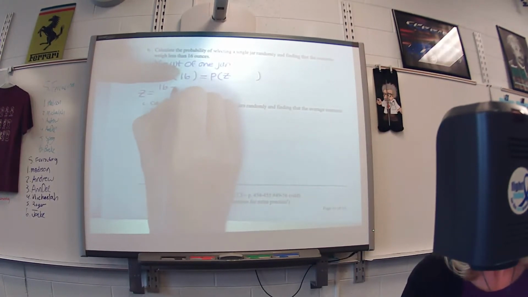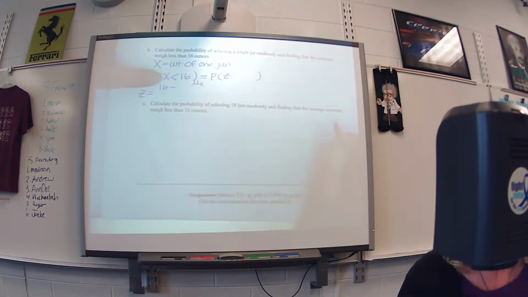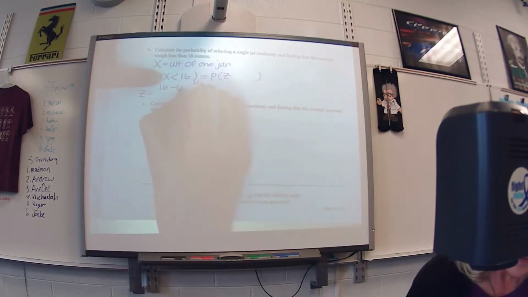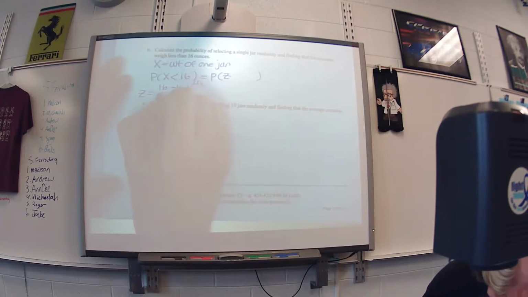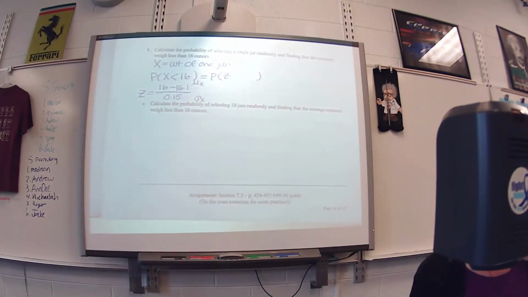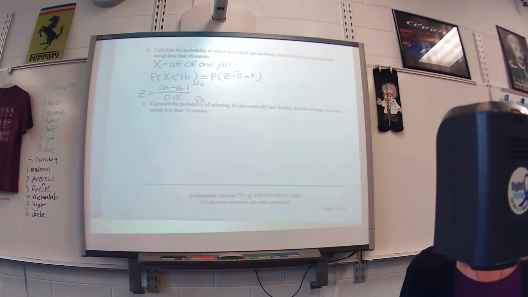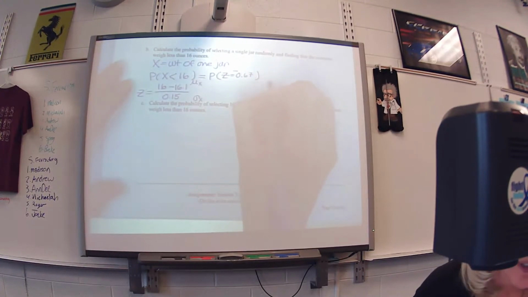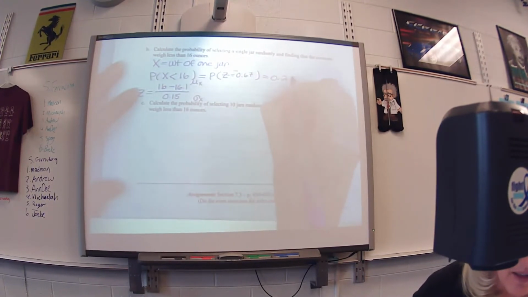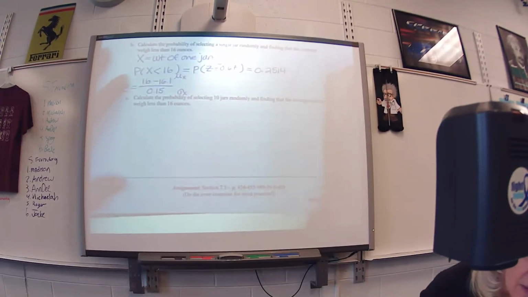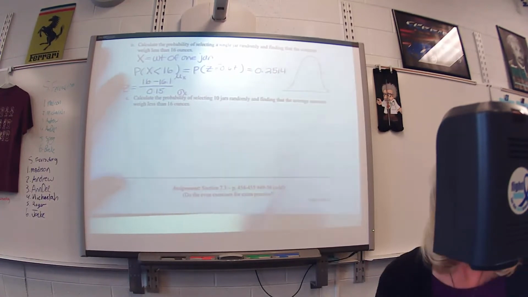And you subtract the mean for that variable. So you're going to be subtracting mu sub x, which was given as 16.1. And then you're going to divide by sigma sub x, which was given as 0.15. That comes out to be negative 0.67, negative 2/3. Whip out your calculator, do your normal CDF, and you would get 0.2514, so about 25%.